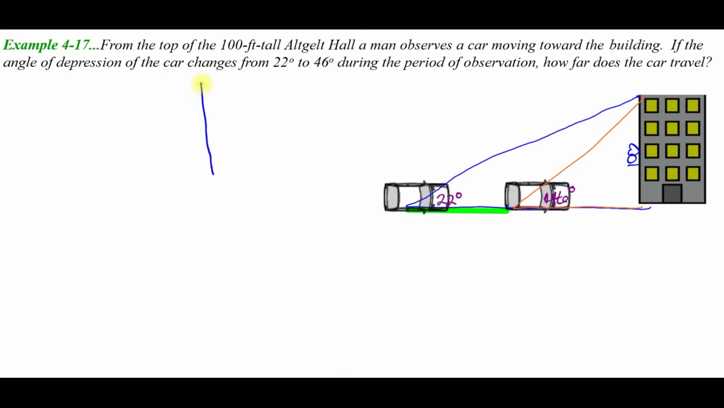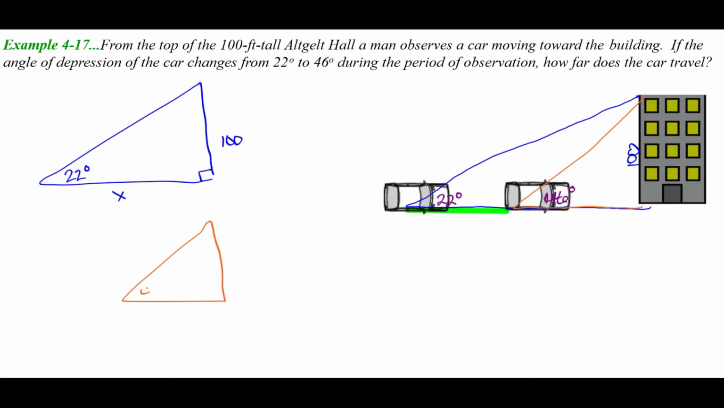So I'm going to look at the larger triangle, which has 100 here and 22 degrees here. And I'm going to find this value x. And then we're going to look at the smaller triangle, which has 46 degrees here. This is still 100, and we'll call this y. So this is the value of y over here. This is the value of x over here. To get the green highlighted section, we're just going to subtract x and y.